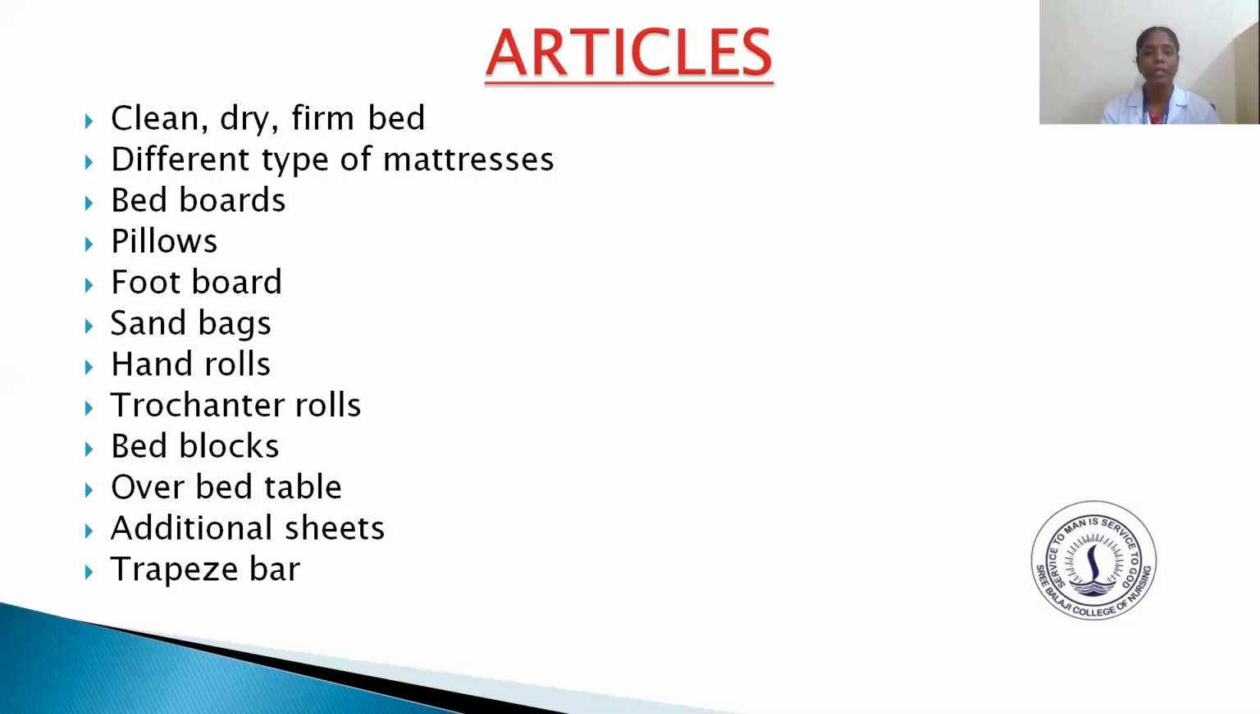Once again, I repeat: clean, dry, firm bed, different types of mattress, bed boards, pillow, footboard, sandbags, hand roll, trochanter rolls, bed blocks, overbed table, additional sheets, trapeze bars. These are all comfort devices for the patient. Through this, you can provide a comfortable position to the patient.